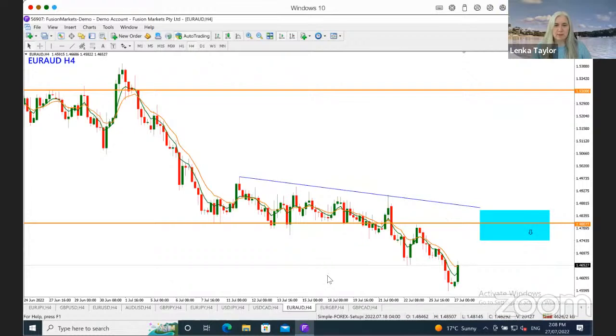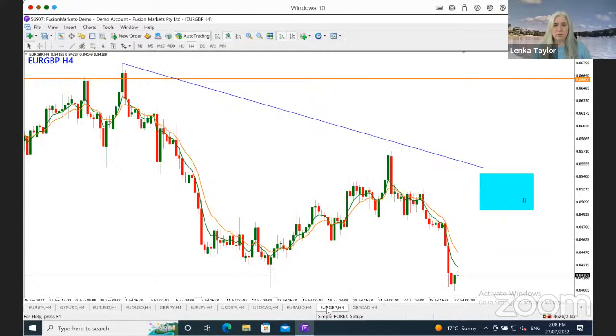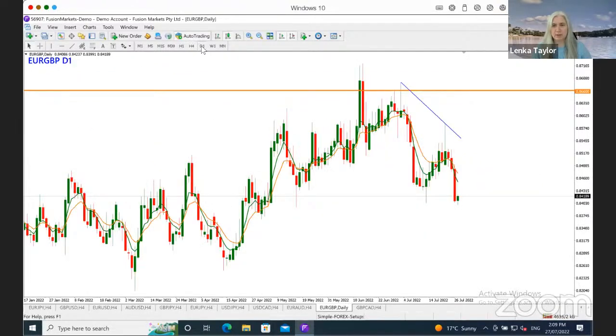The next currency pair I'm looking at is EURGBP, and EURGBP I'm looking for short opportunities. So we've had price come down off the top level of resistance, and we've had a new lower high on the daily time frame and back in the direction going down.